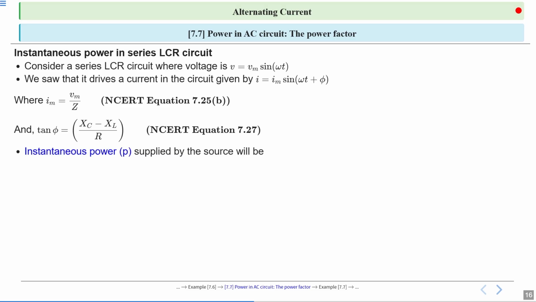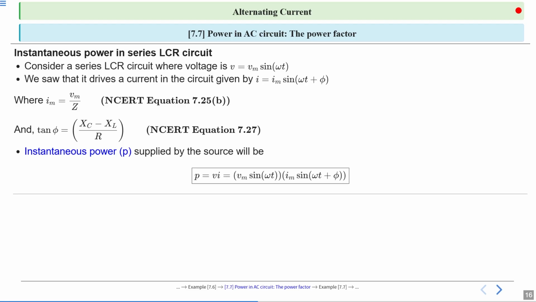Now the instantaneous power supplied by the source is equal to Vi. How do we calculate instantaneous power? It is represented by small p, which is equal to Vi. So p equals Vi. Put the value of V: V is Vm sin omega t and I is Im sin(omega t plus phi).